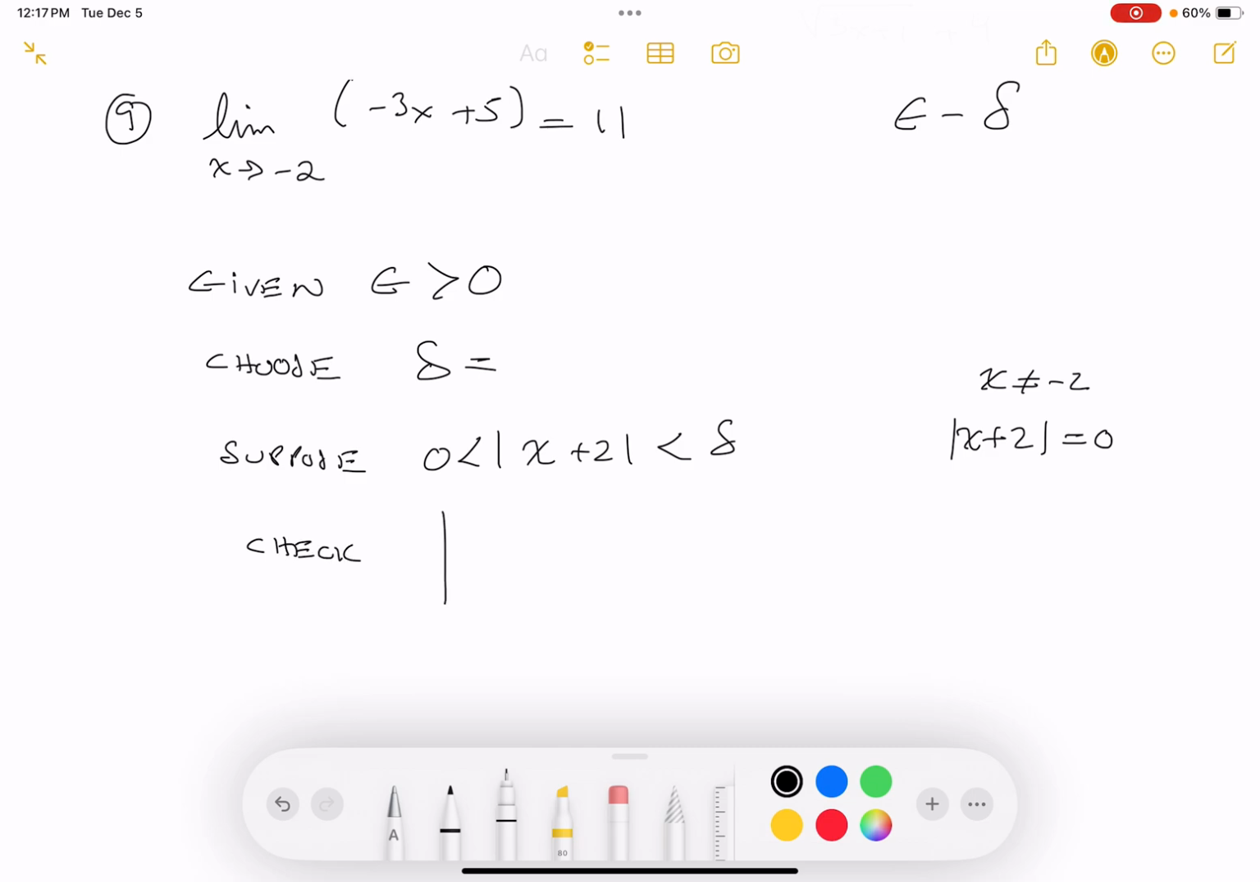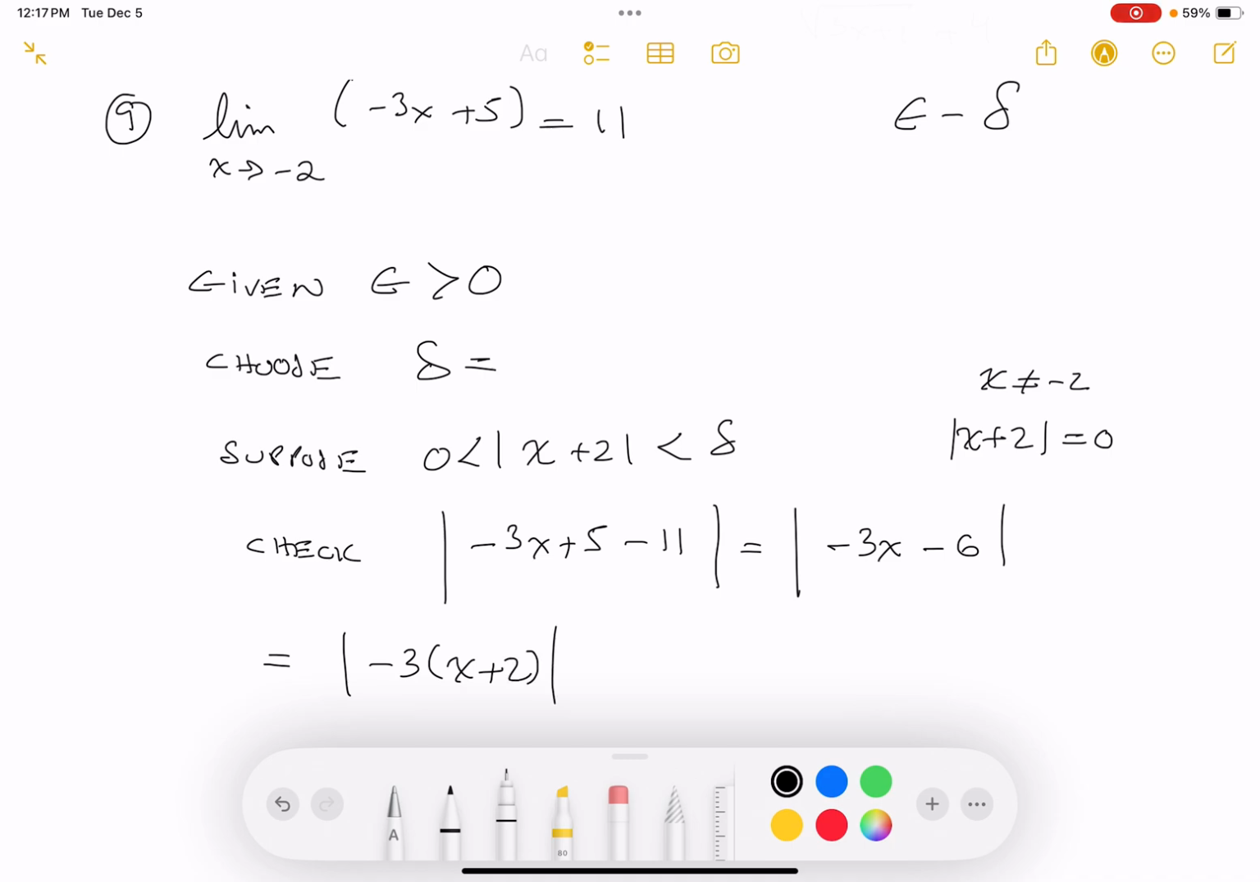The check is going to be the function, minus 3x plus 5, minus the limit, which is 11. And I've got to manipulate this thing now because I'm really looking to get the x plus 2 somewhere in that problem. And you might say it doesn't look promising because of the minus 3x. Let's not worry about that too much. You get minus 3x, that would be minus 6. Let me keep moving. I'm going to factor out a minus 3 now, and you get x plus 2.